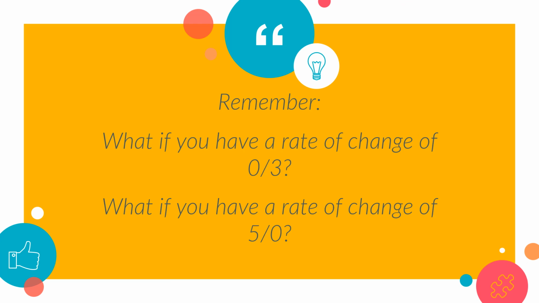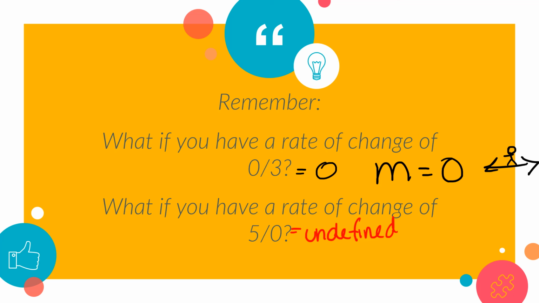Alrighty, quick refresher. Don't need to jot this down if you don't need to, but remember that 0 divided by any number is just 0. So we write m equals 0. That's a horizontal line, right? Remember those explanations? If it says 5 divided by 0, your calculator gives you an error because that's undefined. Your m is undefined, which means it's a vertical line going through the x-axis.